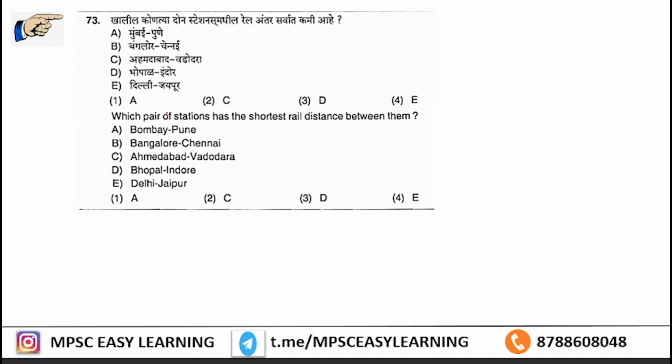Next one, which pair of stations has the shortest rail distance between them? Bombay Pune, Bangalore Chennai, Ahmedabad Vadodara, Bhopal Indore, Delhi Jaipur. Here your answer is Delhi Jaipur. This has the shortest rail distance between them.